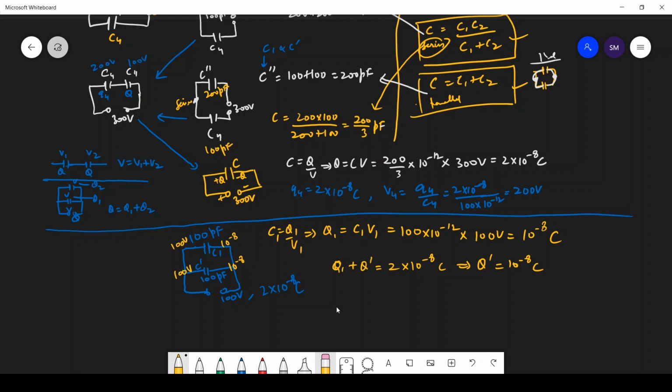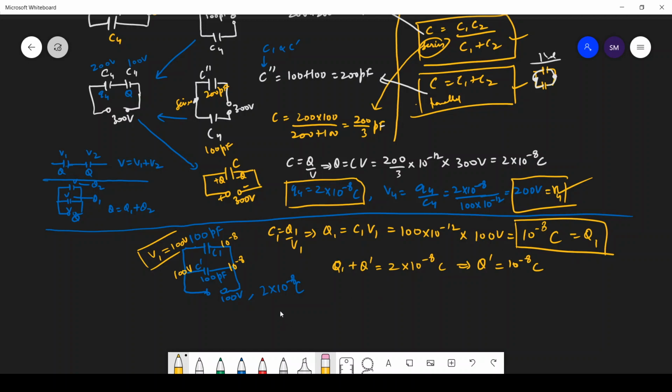Now we have found the V1, V4, Q4. V1 was 100 volt, and this is Q1. So this was your Q1 and this was your V1, right? This is your Q4 and this is your V4.